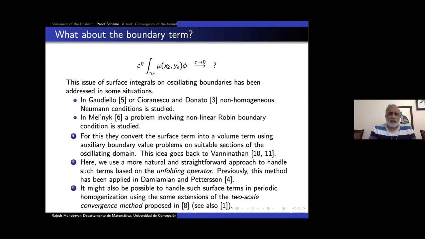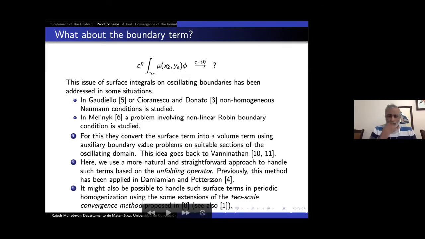Some of these problems have been studied previously in a paper by Gaudiello in Ricerche di Matematica, and also in Chechkin, Donato and others for non-homogeneous Neumann conditions. It has also been studied for a nonlinear Robin condition by Melnik. So what we will say shortly is not completely new, but the approach we take is different.